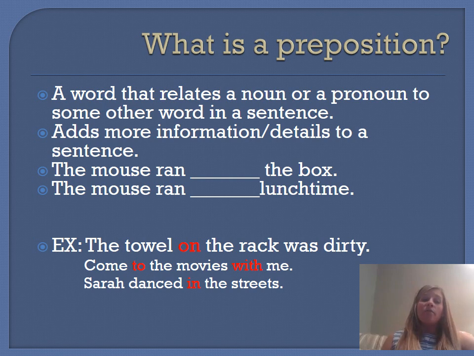Now here at the bottom we've given you a few examples. You don't need to write this down, but we've already highlighted the prepositions in the sentences for you. The reason we know those words are prepositions is because they fit into the blanks of the 2 sentences, or at least one of those sentences. So for example, in the first sentence, the towel on the rack was dirty. We know on is a preposition because it fits in the first blank. The mouse ran on the box. If it fits in one of those sentences, it's a preposition. So on is a preposition.